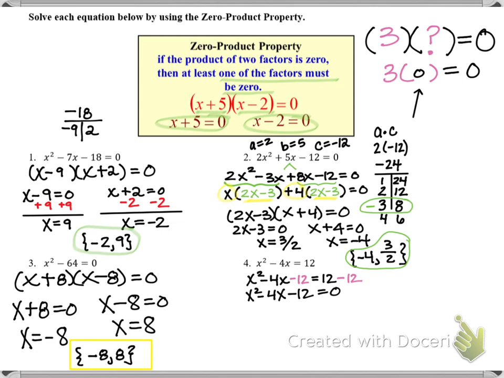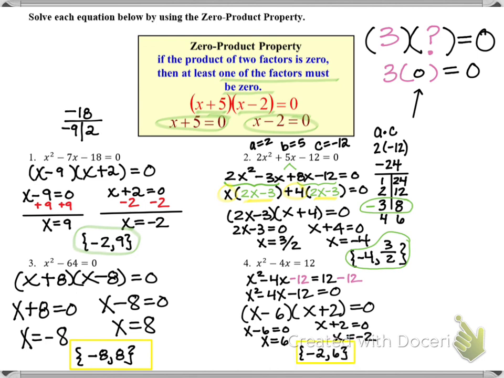So now I need to find factors of negative 12 that add to negative 4. So my choices are x minus 6 and x plus 2 to equal 0. And then I set x minus 6 equal to 0 and also x plus 2 equal to 0. So again, I get two solutions. This time the solutions are x equals 6 and x equals negative 2. So my solution set contains the solutions negative 2 and 6.